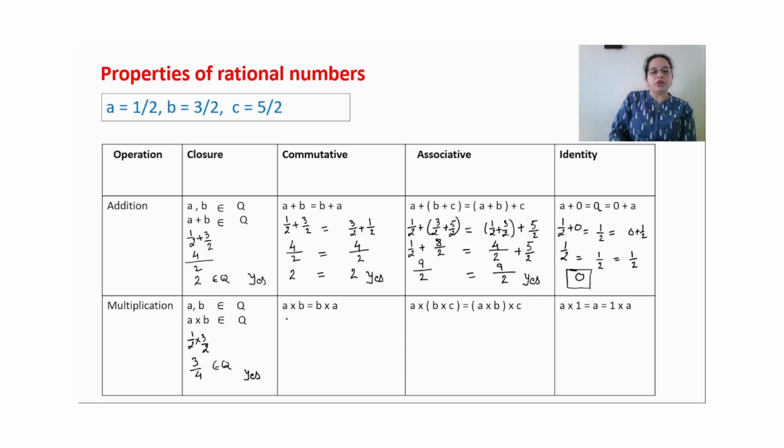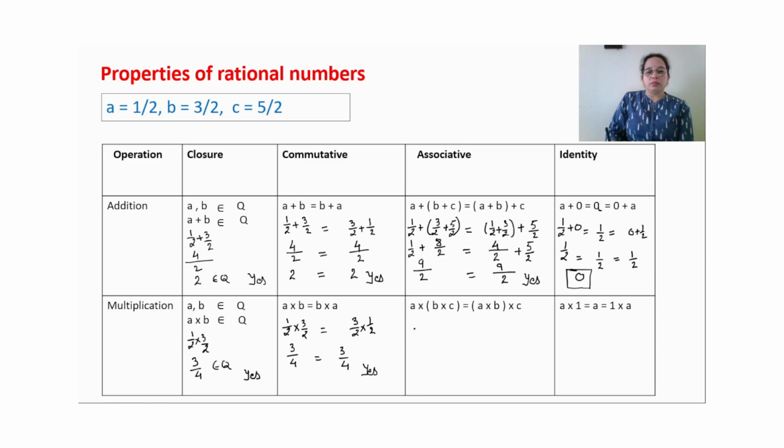Now come for the commutative property. Again substitute the value. We will solve left hand side part. 1 by 2 into 3 by 2. So this will become 3 by 4. Now we will solve right hand side part. Value of B is 3 by 2. Value of A is 1 by 2. Again you need to multiply. So your answer is 3 by 4. It means if you will change the order of multiplication, then also your answer is same. What does it mean? Yes, we can observe commutative property in multiplication of rational numbers.